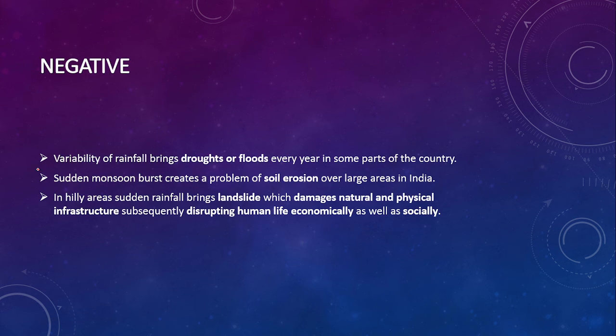Negative impacts. Variability of rainfall brings droughts or floods every year in some parts of the country. Sudden monsoon burst creates a problem of soil erosion over large areas in India. In hilly areas, sudden rainfall brings landslides, which damage natural and physical infrastructure, subsequently disrupting human life economically as well as socially.